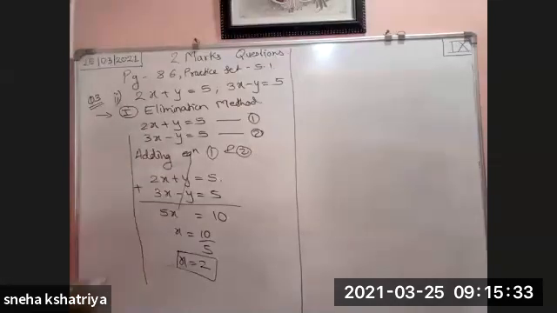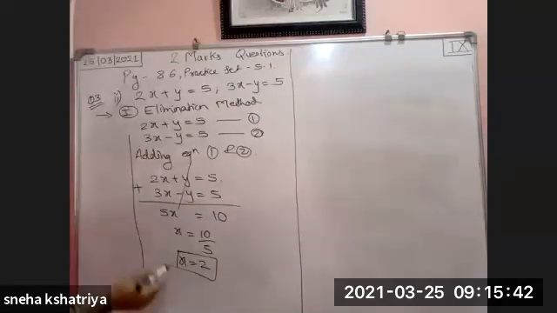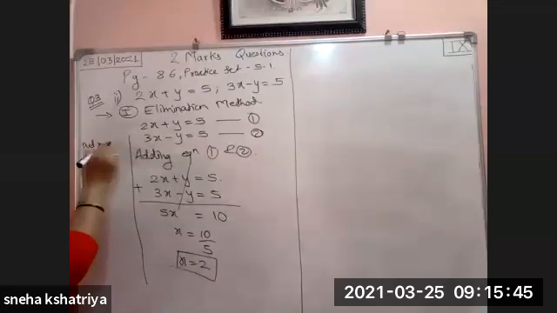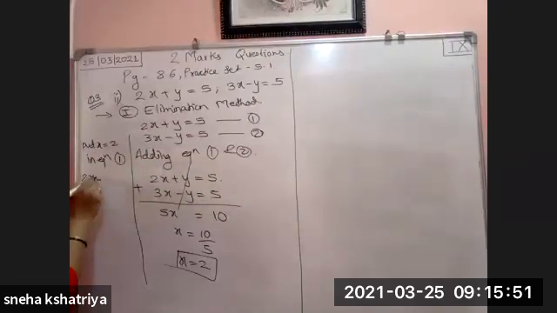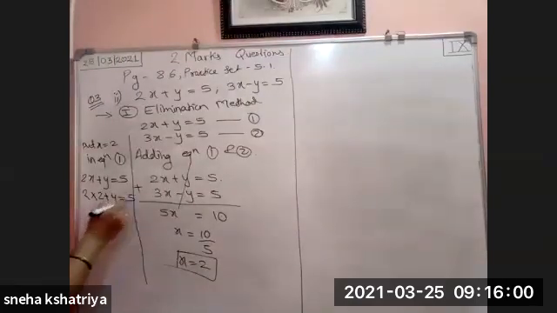Now, if you have to find the value of y, put it in any one equation. Either put it in equation 1 or in equation 2. Put x is equal to 2 in equation 1. We will take equation 1: 2x plus y is equal to 5. So this will become 2 into 2 plus y is equal to 5. y is equal to 5 minus 4, because 2 into 2 is 4, and after shifting to the right hand side it becomes minus 4. 5 minus 4 is 1. y is equal to 1.